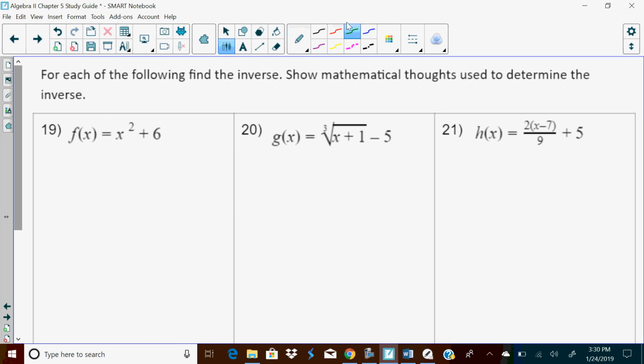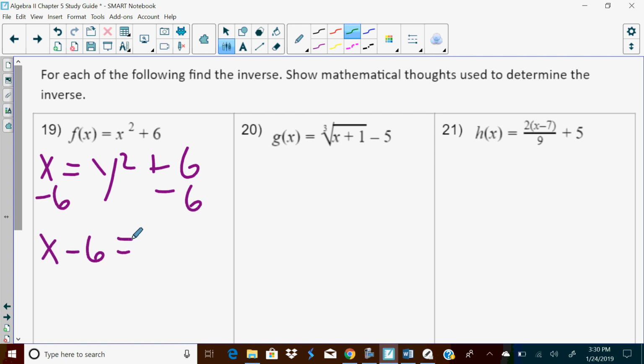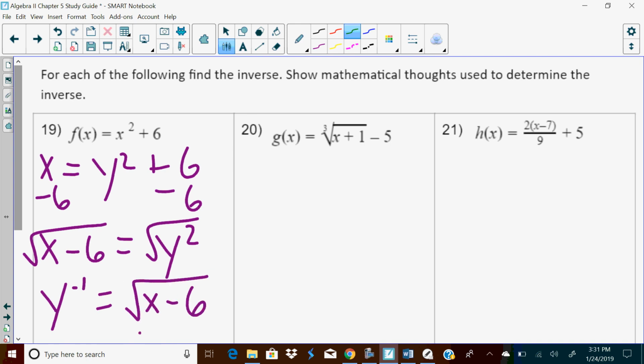For the last part, for each of the following, find the inverse and show the mathematical thought used to determine the inverse. So these are the same types of problems as a couple before, where I'm going to switch x and y and solve for y. So this is going to be x equals y squared plus 6. So I'm going to subtract 6 from both sides. So I get x minus 6 equals y squared. And then I'm going to take the square root of both sides. So I get y equals the square root of x minus 6, or I could say f to the -1 of x.